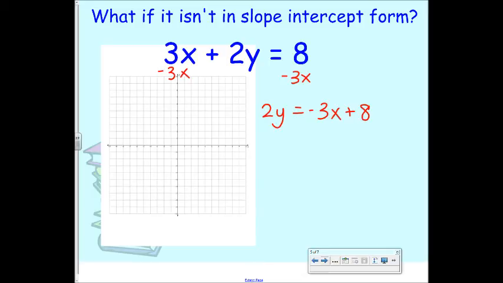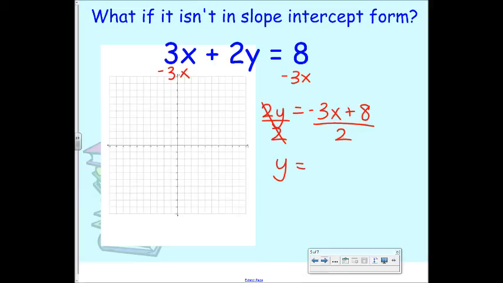Now how do I finish your slope-intercept form? I've got to get y by itself, though, so what do I have to get rid of still? I have to divide by 2. If I divide by 2, what do I divide by 2 over here? Everything divided by 2. So what happens here? Y is by itself. How do I write this?